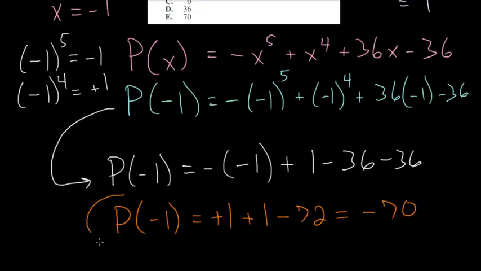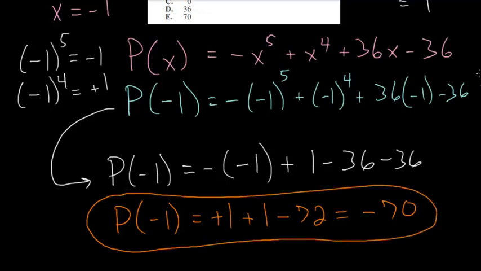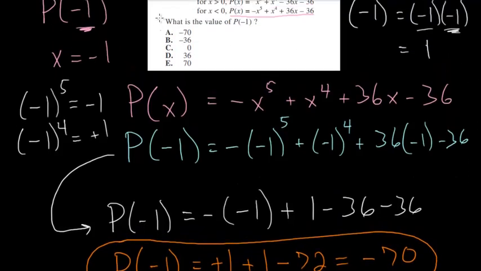So our function p, evaluated at negative 1, is simply equal to minus 70. And you can see that that is choice letter A here.